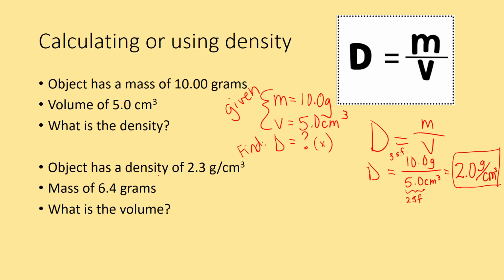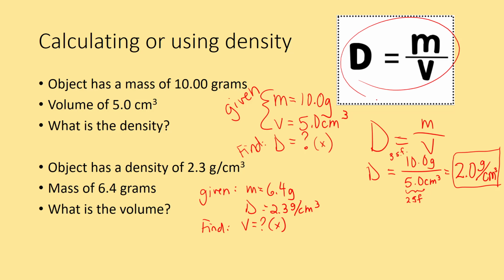Okay, second problem. An object has a density of 2.3 grams per centimeter cubed and a mass of 6.4 grams. What is the volume? So here's my given. I'm given the mass is 6.4 grams, and the density is 2.3 grams per centimeter cubed. What am I trying to find? I'm trying to find the volume, so that's my question mark, that's my x.